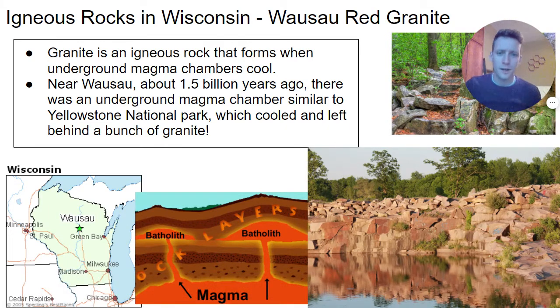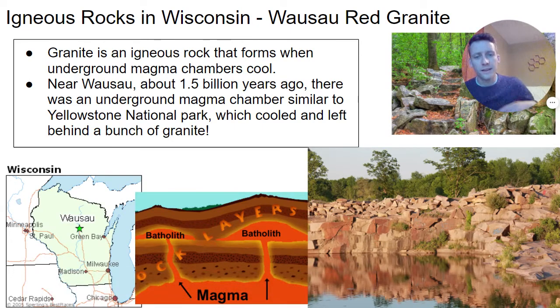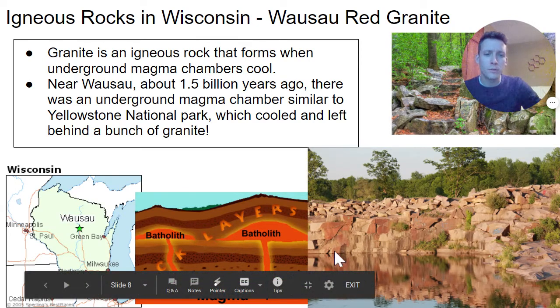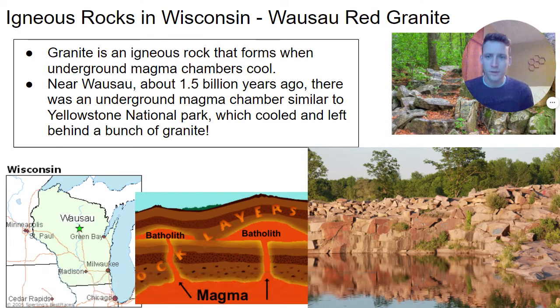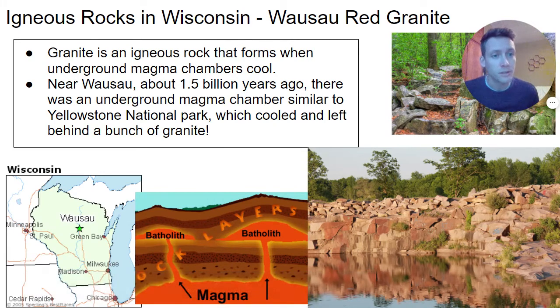Well, anyways, over time, these batholiths, these magma chambers underneath the earth, they cooled down and they solidified. And that left behind a bunch of this beautiful red granite. You've maybe seen it in some of our state parks, specifically up north near Wausau. You may have seen it on a kitchen countertop, as it's a really beautiful rock.